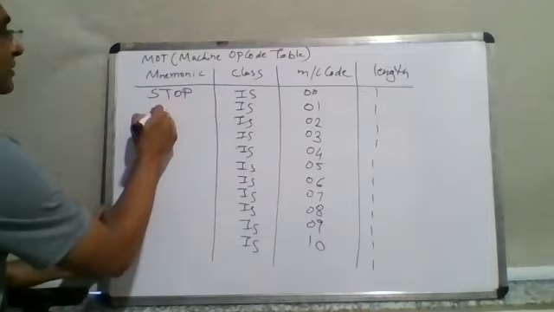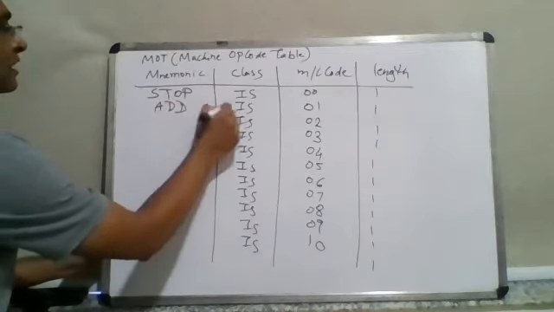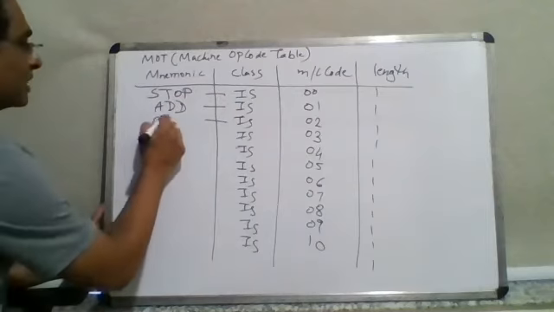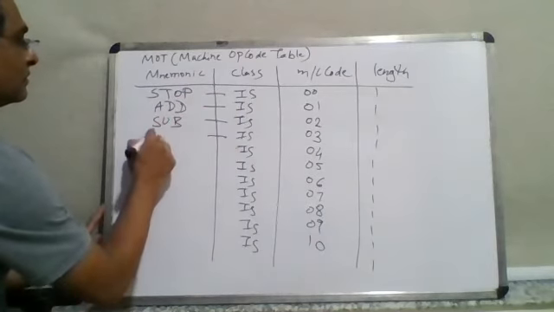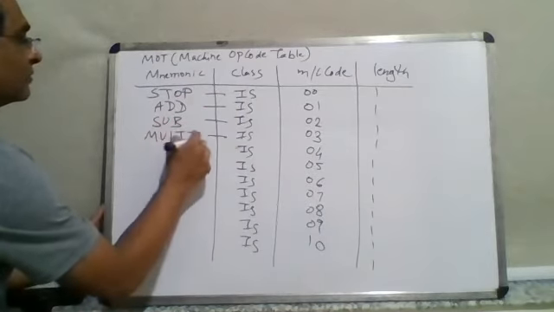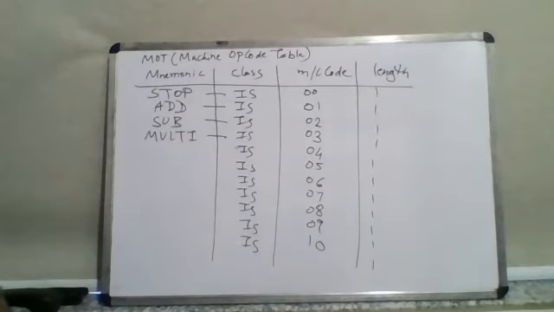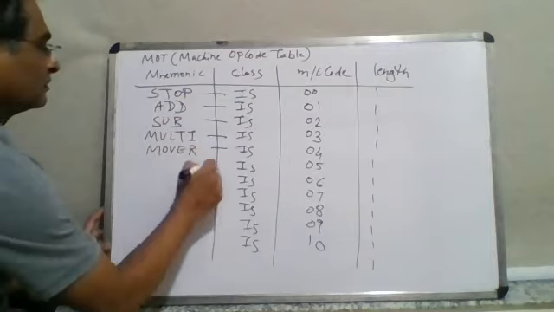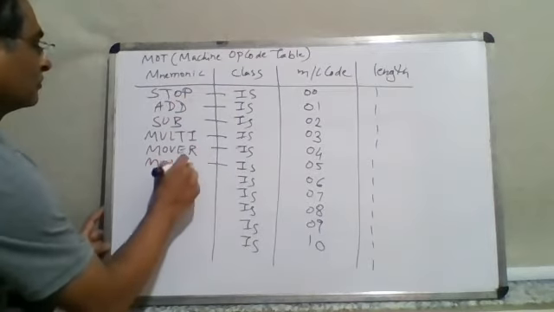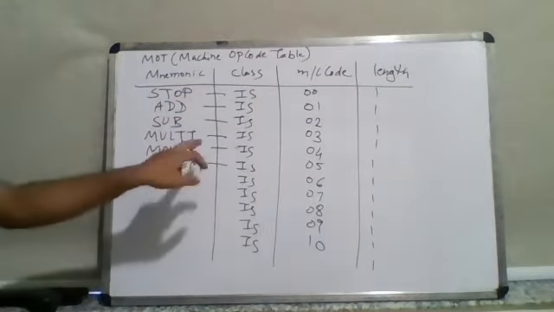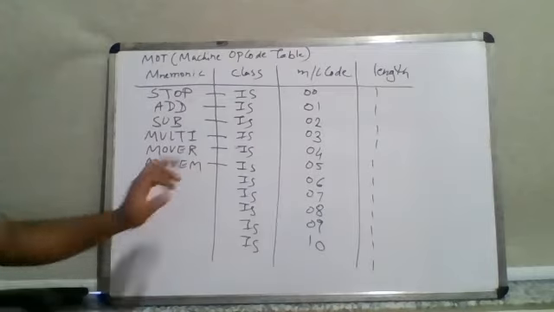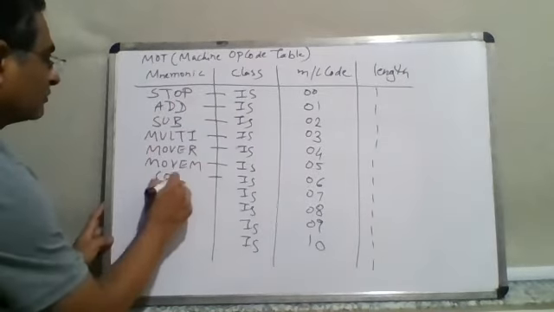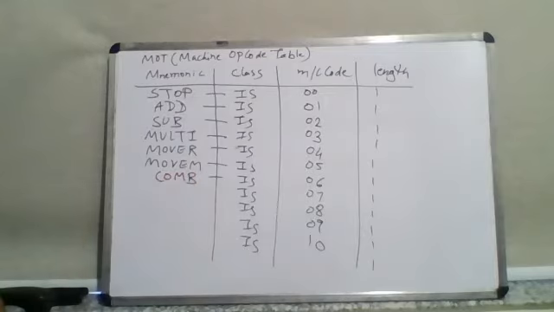Stop mnemonic, then there is add mnemonic, right? Then you may say subtract, then multiply, M-U-L-T, multiply, then move R and move M. So from memory to register, and this is from register to memory. For that there are two instructions, and then there is a compare and branch instruction.